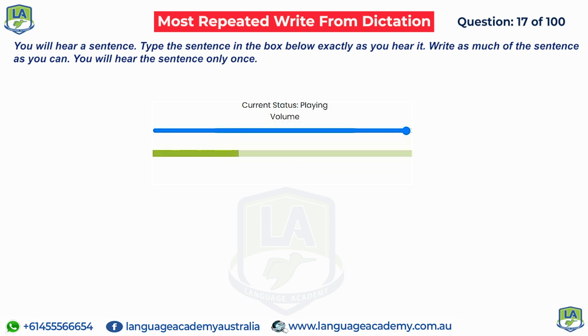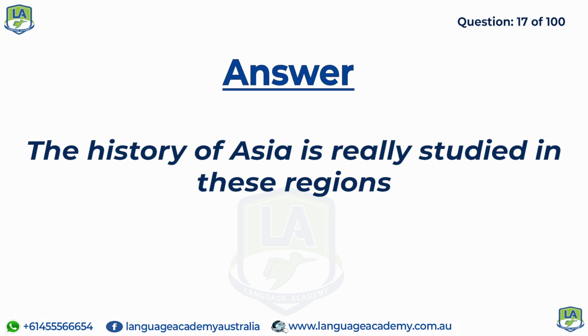The history of Asia is really studied in these regions.